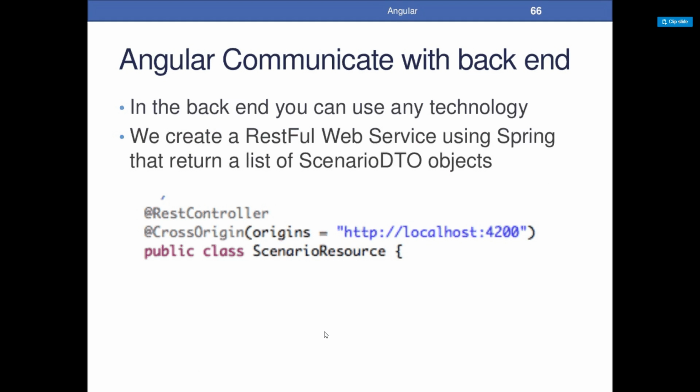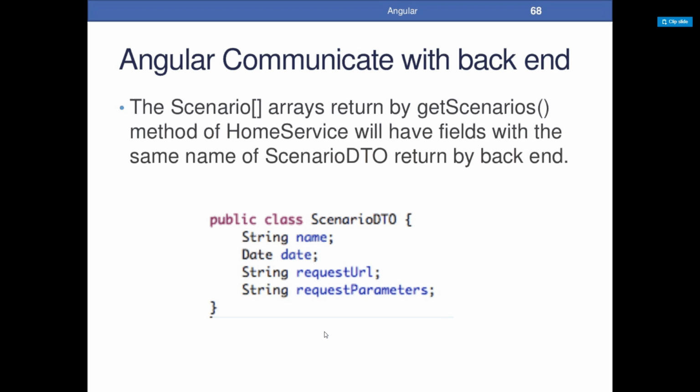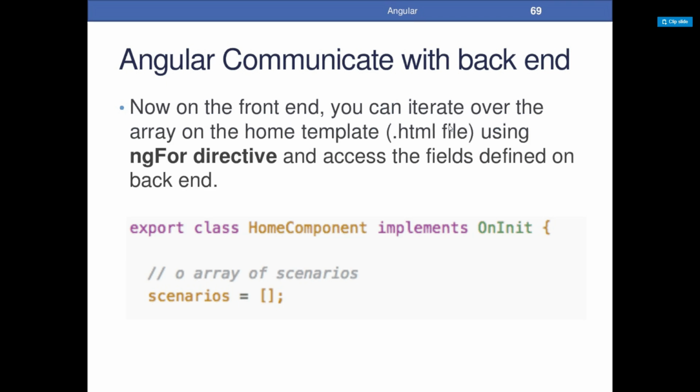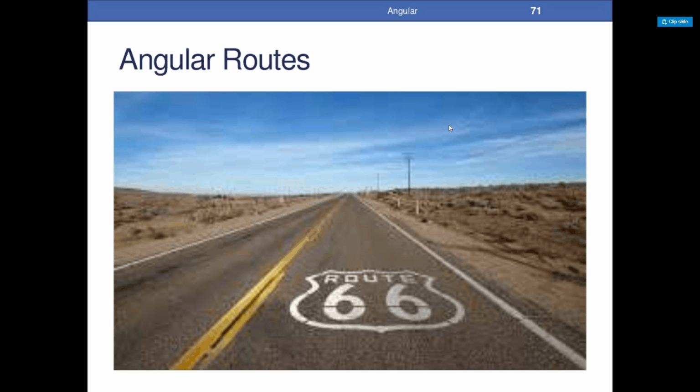We create a RESTful web service in the backend that returns the list of scenarios. The backend will have its own implementation where it implements those methods and returns the data that is required. This is a class in C#.NET where it will have the scenario DTOs, and this array can be returned to the caller. And yes, this we have already seen.